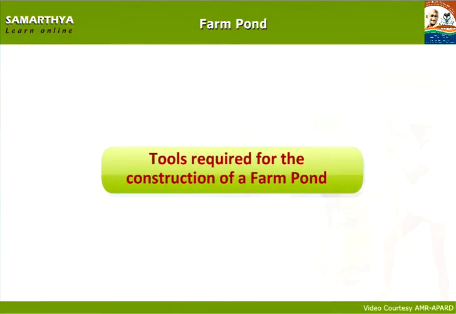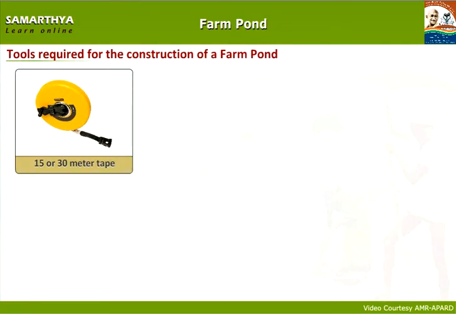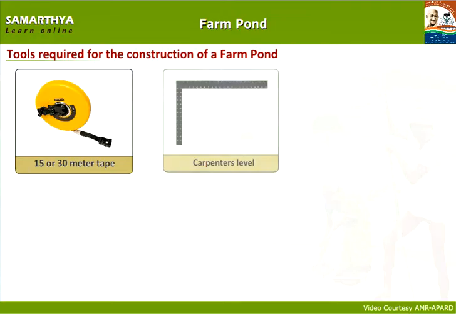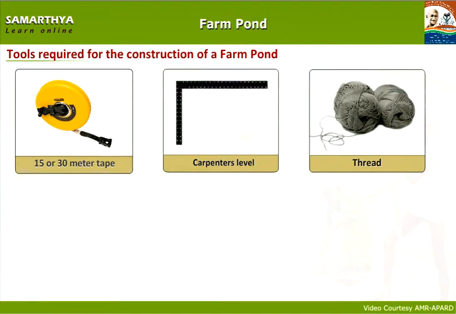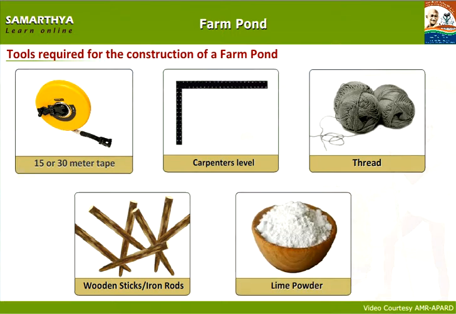Tools and implements required for a farm pond. We use the following tools for the marking of farm ponds. 15 or 30 meter tape. Carpenter's level. Thread. Wooden sticks and iron rods. Lime powder.